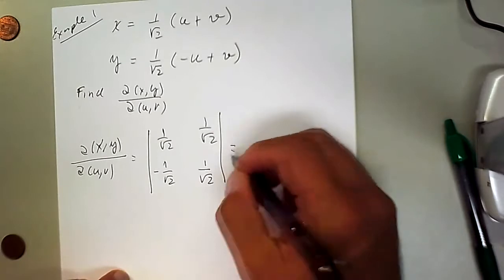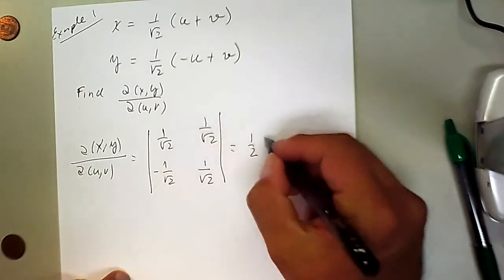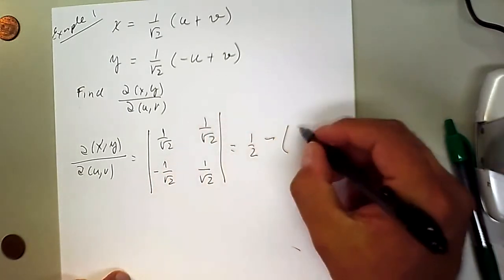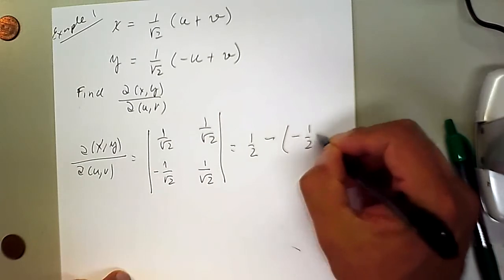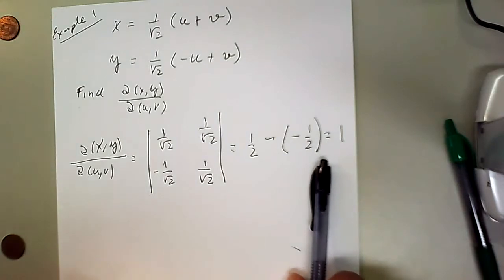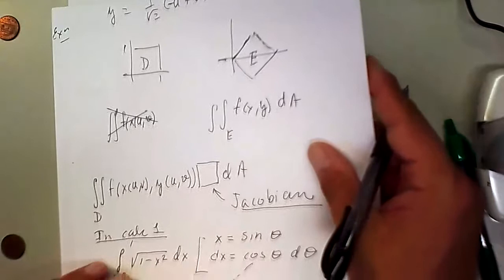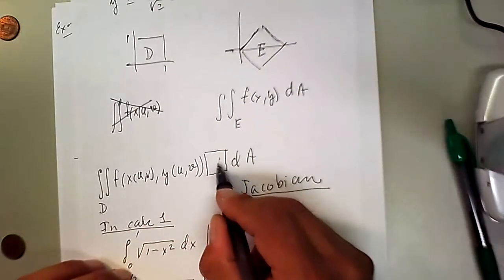Okay, so multiply those two across, we get 1/2. Multiply those and subtract the product of those two across. So that is negative 1/2. So the Jacobian is 1. So if you apply this transformation, you're going to end up back here in the integral. Boy, I'm losing my pages today. Oh, there it is. So here, the Jacobian would be 1.